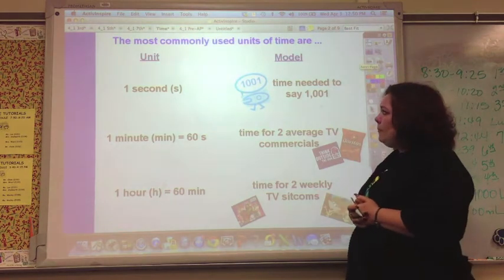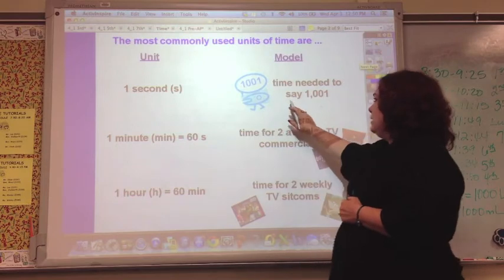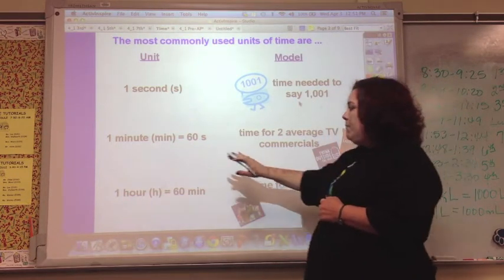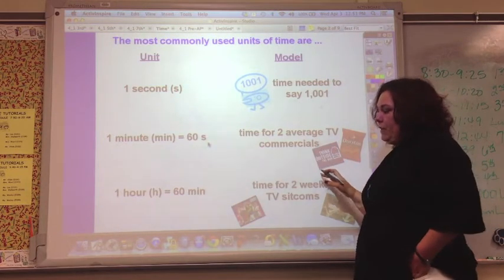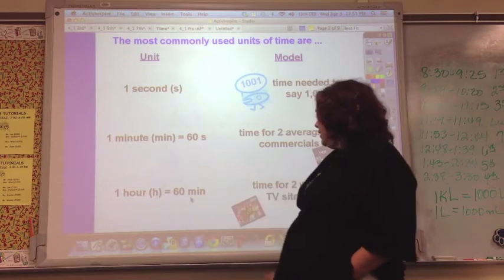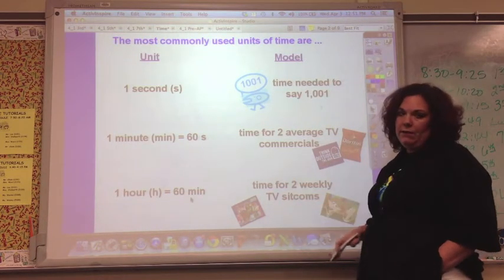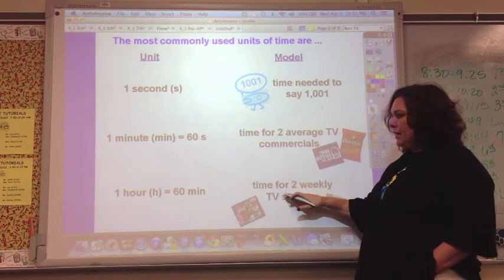So the most commonly used units of time are a second, which is the time it takes to say 1/1000; 1 minute, which is 60 seconds, time for 2 average TV commercials; and 1 hour, which is 60 minutes, which is time to view 2 TV sitcoms, 2 cartoons, that sort of thing. So that's an hour.